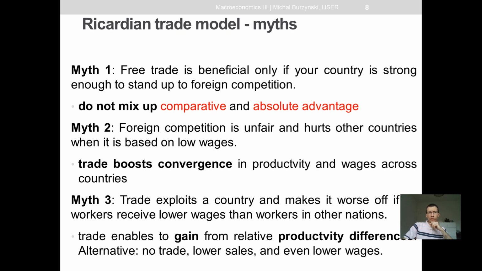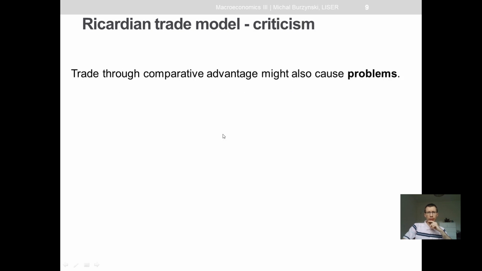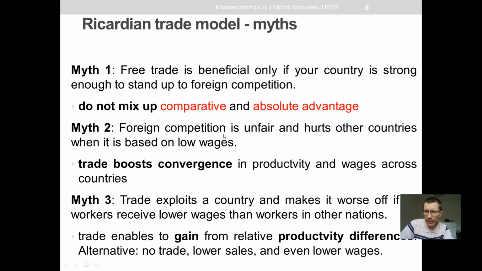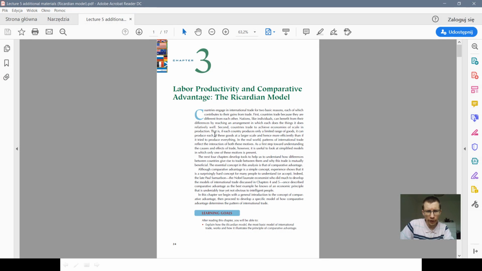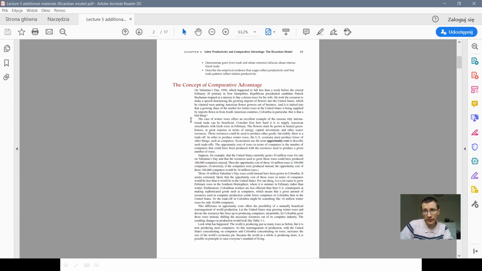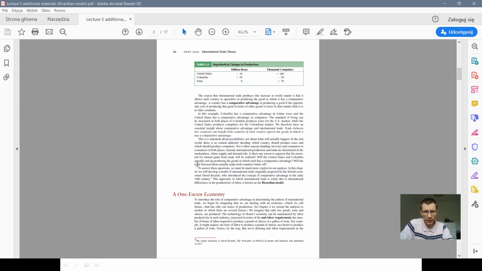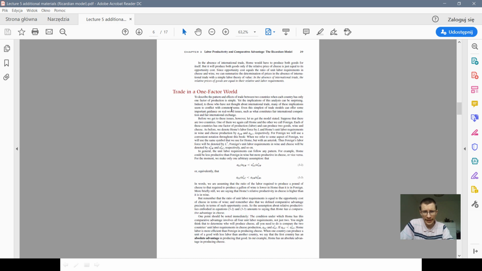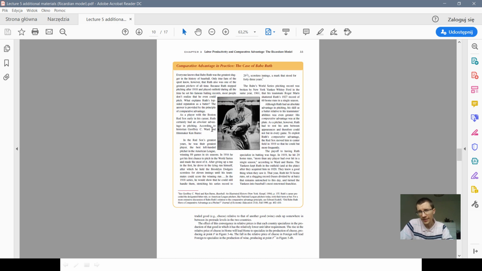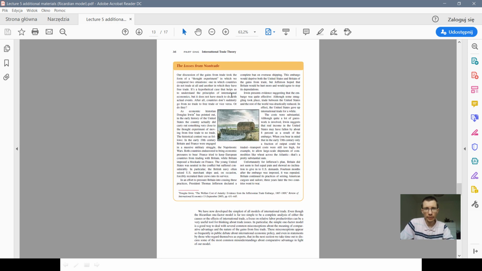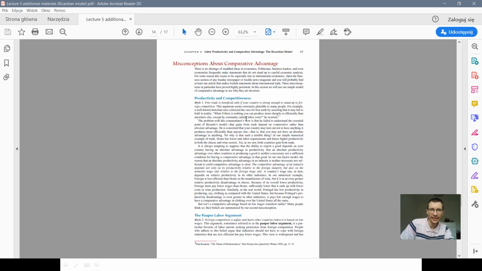So a better explanation maybe of those myths related to the Ricardian trade model and the concept of a comparative advantage, you will find in one of the materials I will submit here on Moodle, which is the chapter from one of the undergrad international trade books, which simply tells you some more detailed information about the concept of a comparative advantage, one factor Ricardian model, and trade in this model, with some nice stories, including stories from sports, including the case study of no trade counterfactual, let's say.